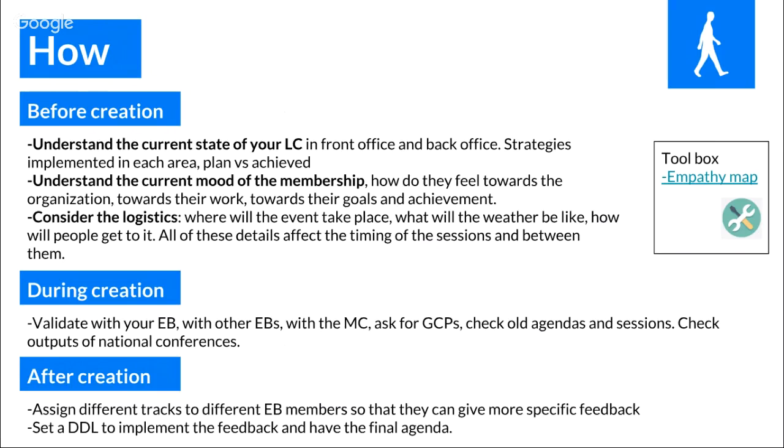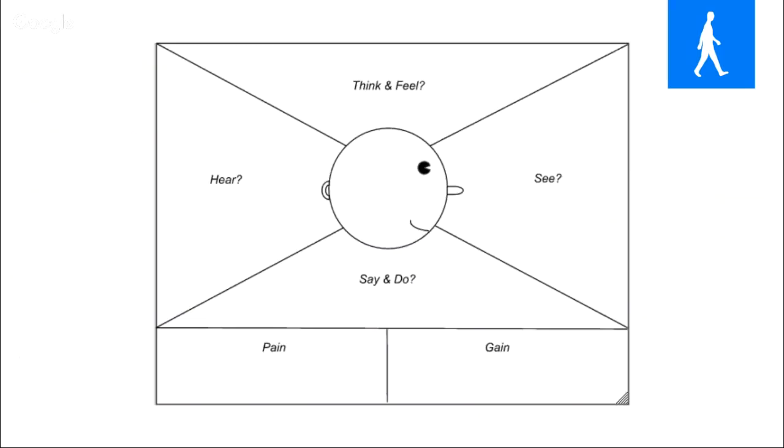And when it comes to after creation, there is something very useful that you can do, which is assigning one person to each track. For example, if you're getting feedback from your EB, you can assign different people from your EB to put themselves in the place of the members, the team leaders, and the VPs. They can read the agenda and go through the objectives and everything, and they can give feedback more accurately on how each track would feel and understand the sessions as they go through the days. So that's a cool thing to take into consideration, as well as, of course, setting a deadline to implement all the feedback, because usually we tend to give the feedback but then we forget to actually put it in place.